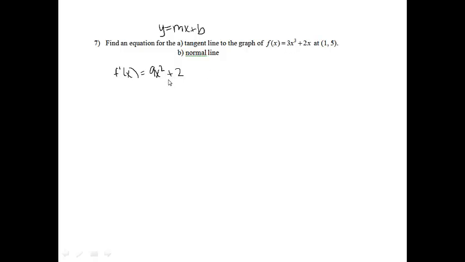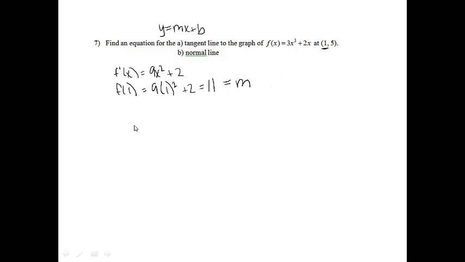Okay, now where do we want to find the derivative? We want to find the derivative at x equals 1. So when we find the derivative at 1, plug in 1, I will get a derivative of 11. And remember, what that gave me was the slope.